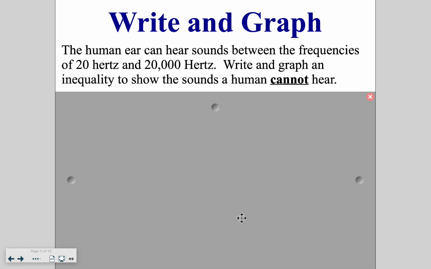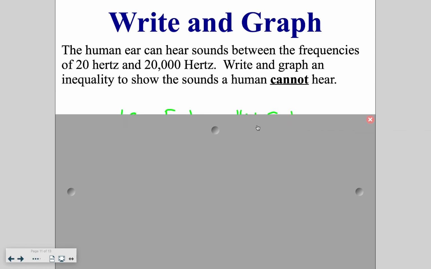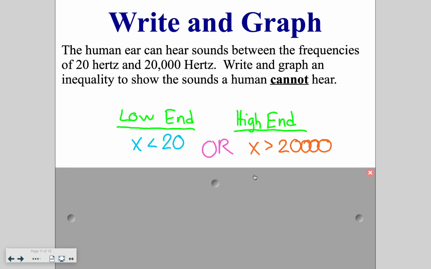Go ahead and try this one on your own. First, I want you to just write the inequality. So when I write the inequality, I have x is less than 20 on the low end because that's outside of what we can hear on the low end, or x is greater than 20,000. That's going to be the upper end of the problem.